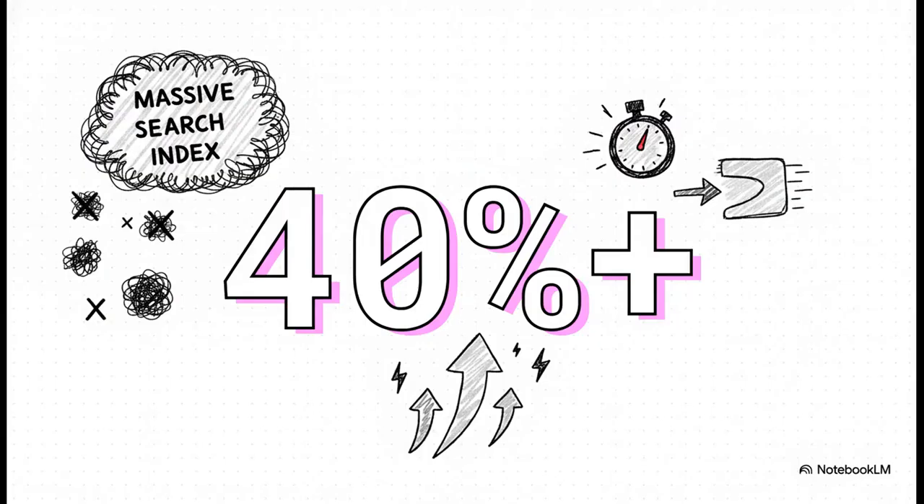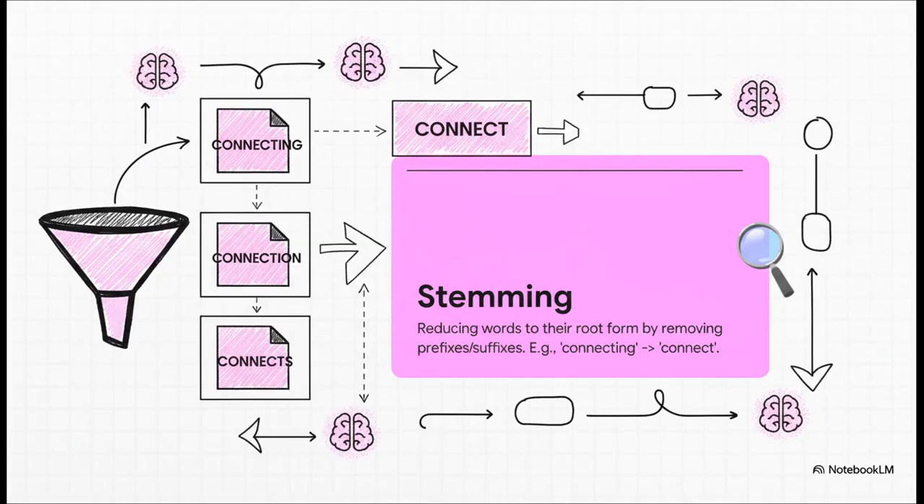And you really can't underestimate how powerful this whole process is. Just take that one step, getting rid of stop words. Doing that alone can shrink a massive search index by 40%, sometimes even more. That is a huge boost for speed and efficiency. It's literally the reason a search engine can spit back results in a split second, instead of making you wait for minutes. Let's zoom in on stemming for a second.